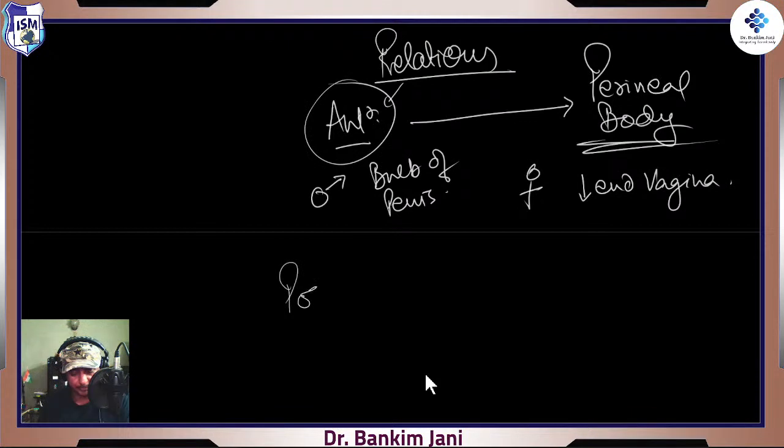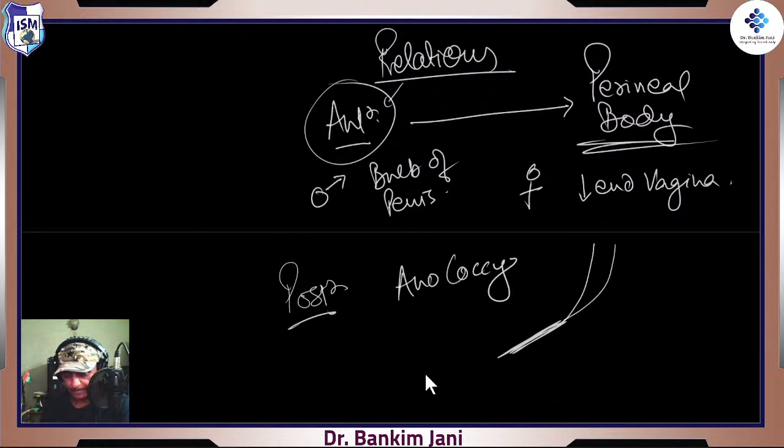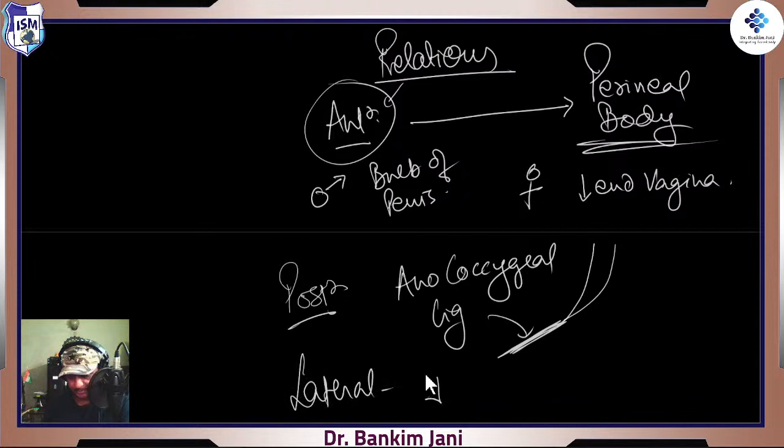Posteriorly, it is the same. Posteriorly, it would be that anococcygeal ligament, right? What we were drawing, that this is the coccyx, and then that was the anococcygeal ligament, right? So that's what is there. And on the lateral side, we have that ischial fossa, what we talked about, right? Both the sides, there is ischial fossa.